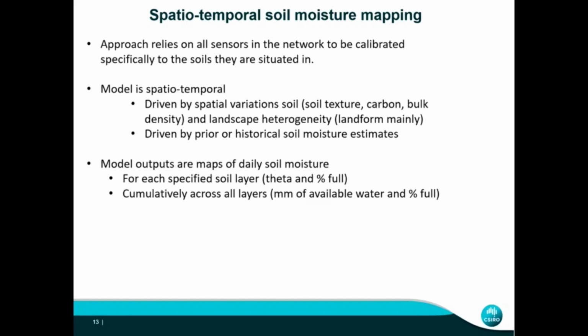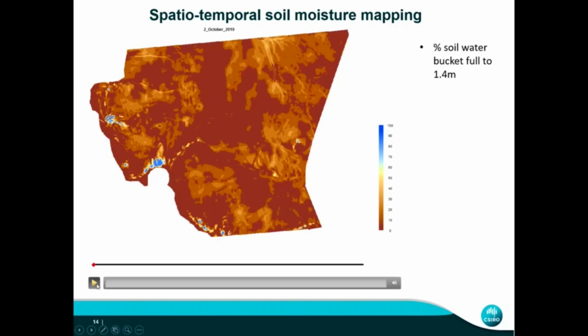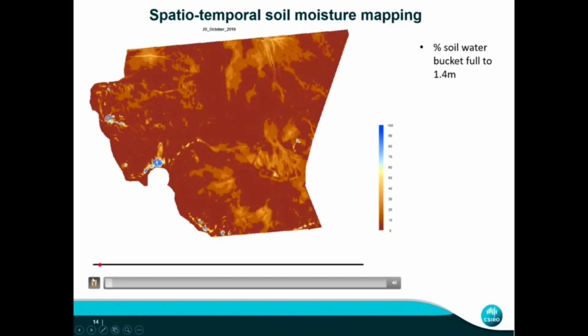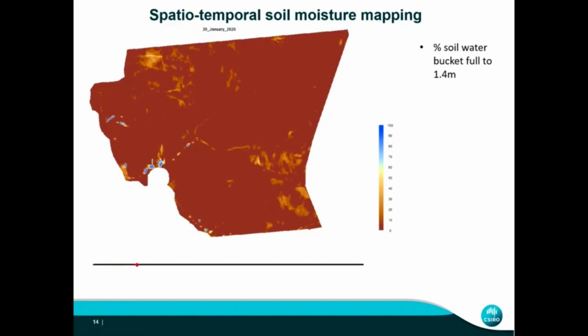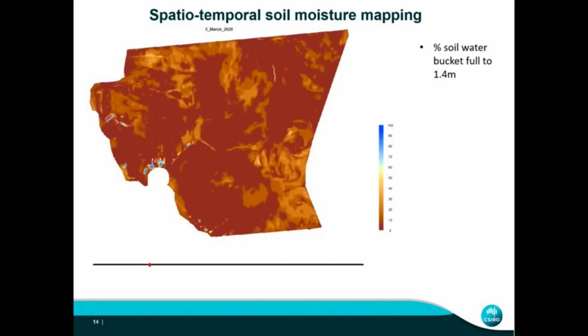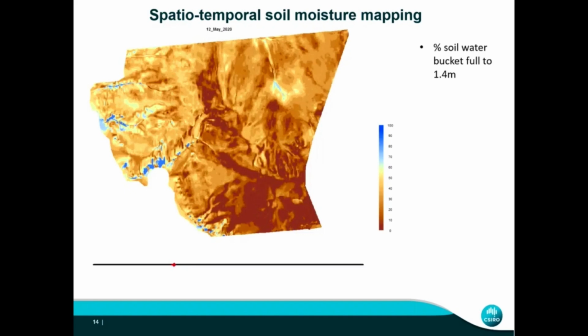This model is using that soil moisture sensor data and is run on a daily time step. So with those 36 sensors, this map here is just one day, but using that sensor data you can run this on a daily time step, and you can see up here we're right at the end of 2020. That was rain. Yeah, a bit of rain. And that's across the whole farm.